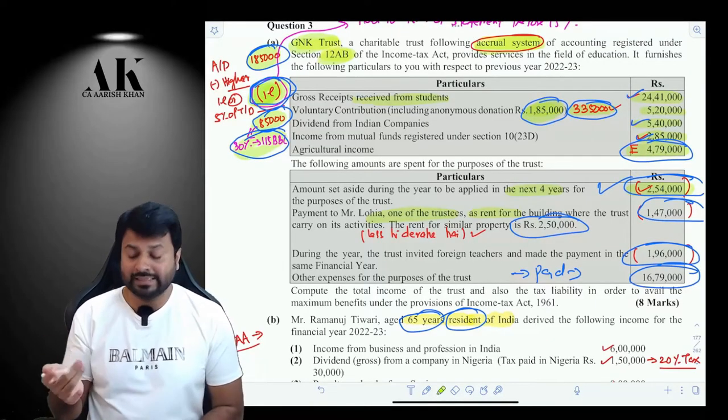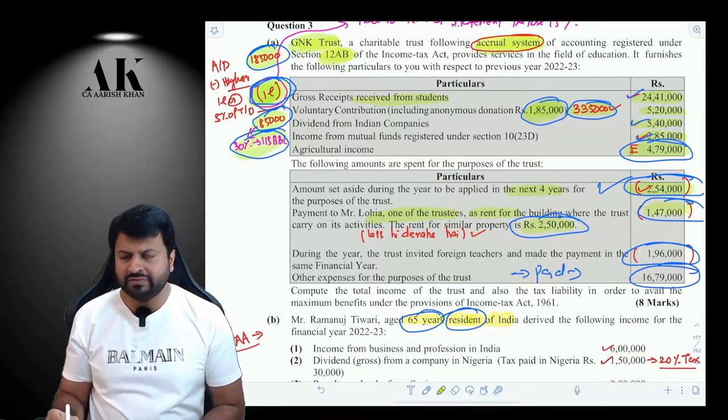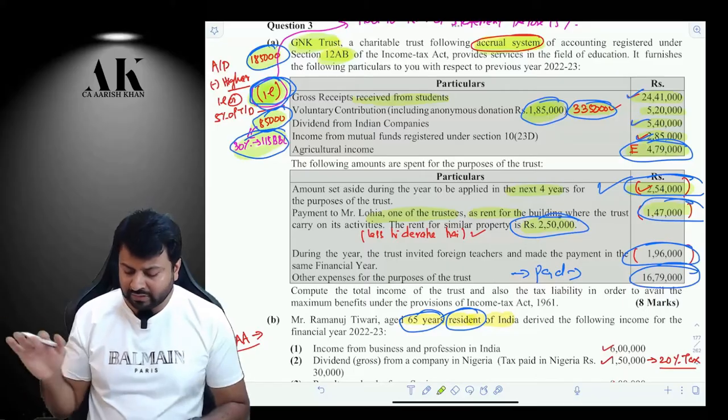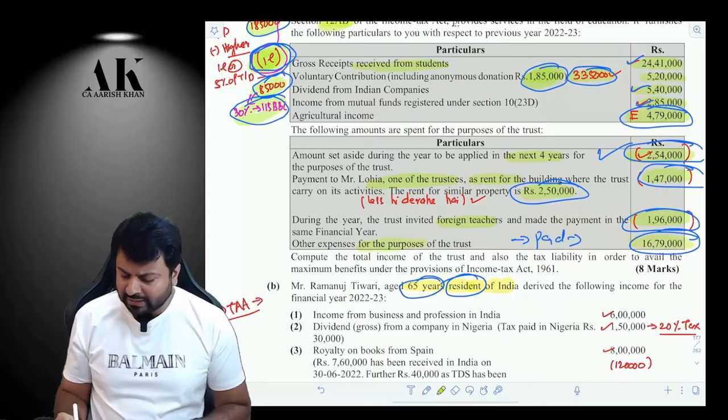But don't pay excess. So you're not paying excess. In fact, you're paying less only. The fair market value is 2,50,000. You're paying only 147. So it's all fine. So 147 you can claim as a deduction. Okay. Then you're making payment to some teachers. So that will also be allowed as deduction. Then other expenses are there. That also can be claimed as deduction.